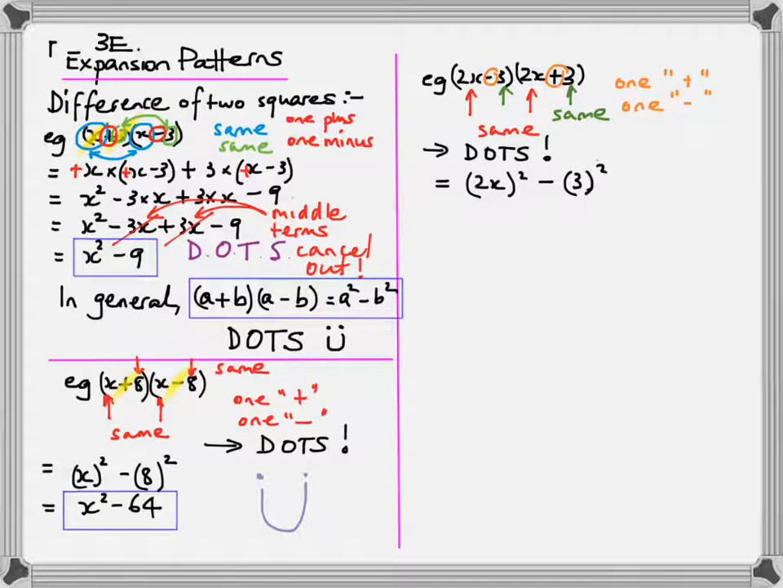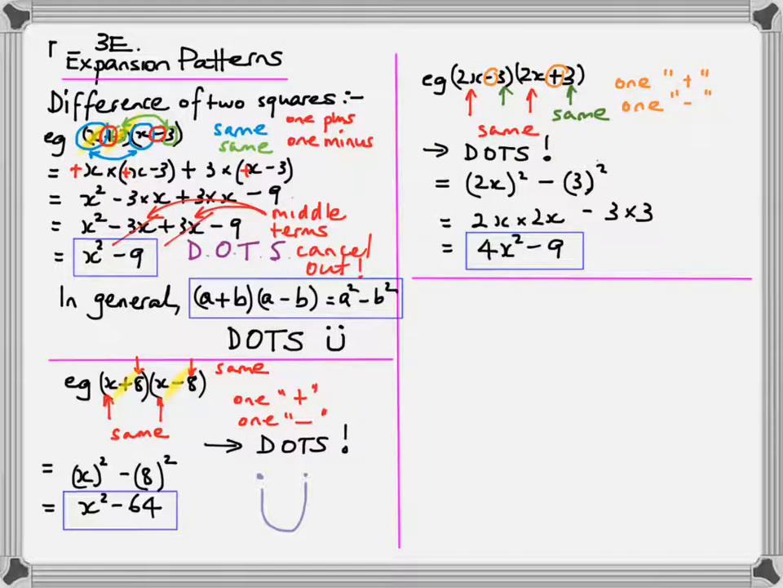And there it is. It's 2x all squared, the first term squared, minus 3 all squared, which is the second term squared. I'm just writing it out there in full so you can see how to square all of 2x. The 2 and the x have to both be multiplied by themselves. So that comes to 4x squared minus 9, which is pretty neat. Like it. So that's the end of that one. Let's do another one now.